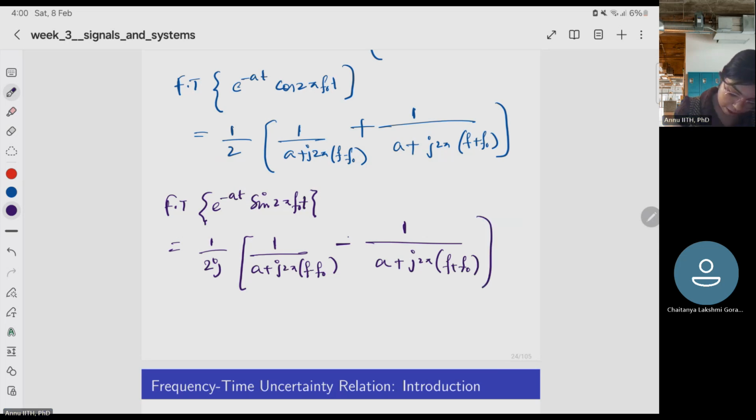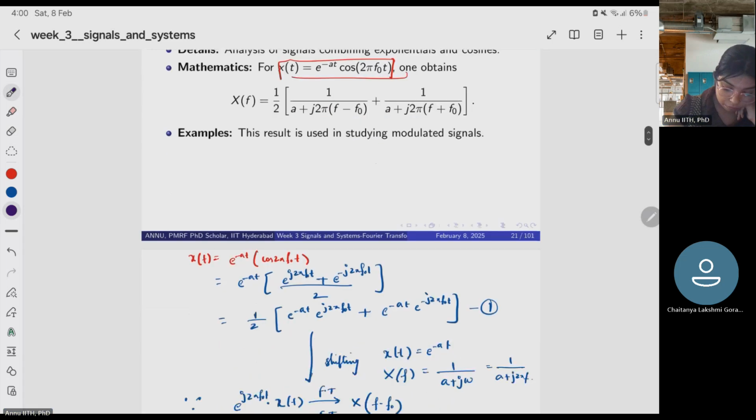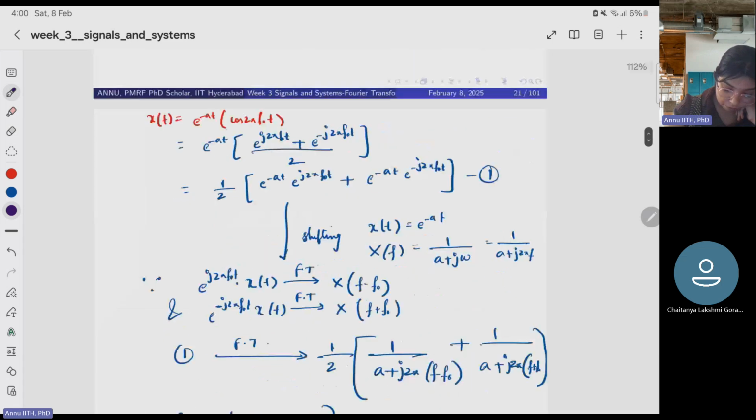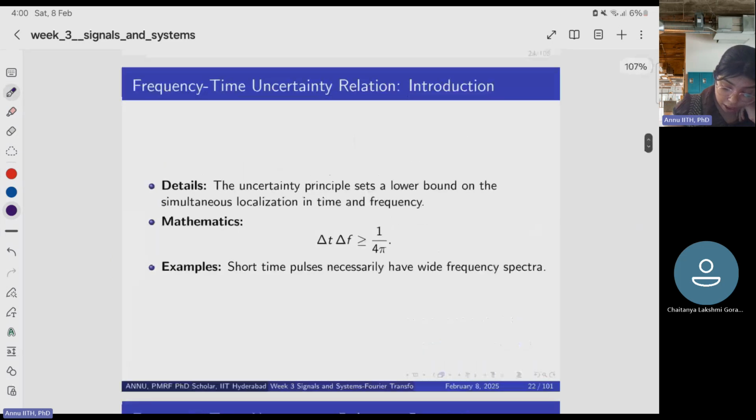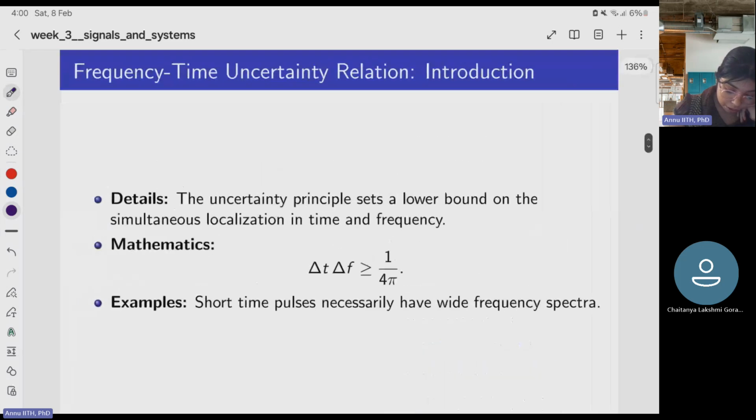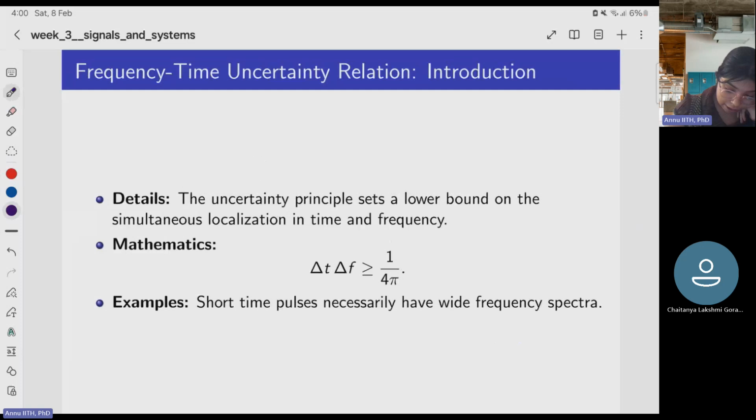Okay, so you can cross verify, but I'm sure it is this one. I hope you understand how to solve for a frequency domain transformation. So there's one very interesting thing to note: the frequency-time uncertainty relation.